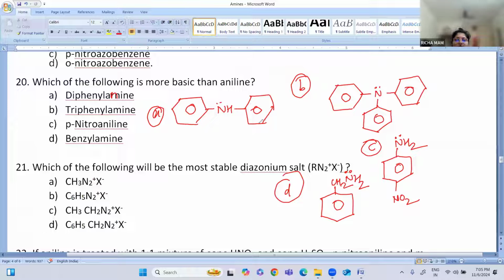So which of the following is more basic than aniline? Bhuvan has answered as D. Sri Varuni has also answered as D. Why? What is the reason? Why D? Why are benzylamines more basic than aniline? Aniline is this, NH2. Why are you saying benzylamines are more basic than anilines? What will be the reason here?